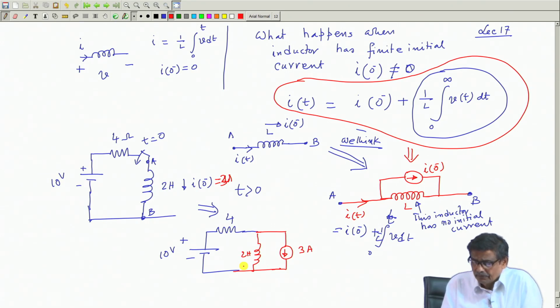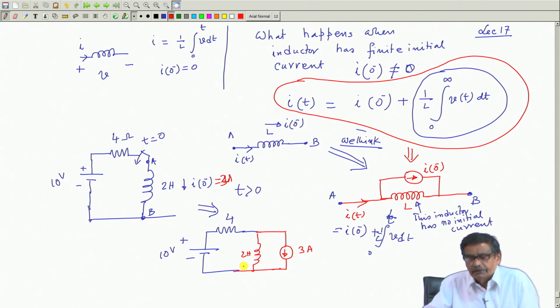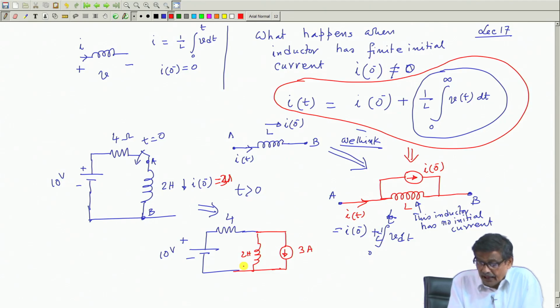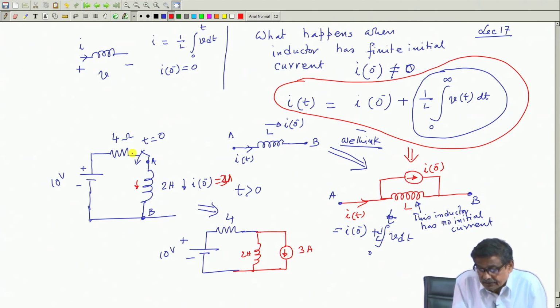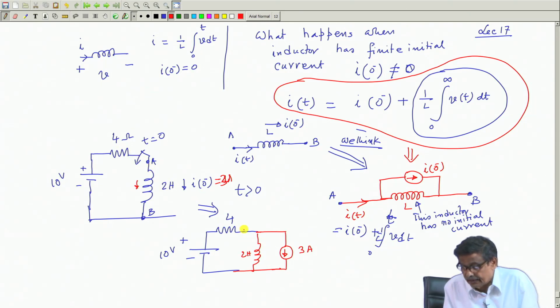So, this example you try first, then I will solve it. But the only thing is, we are looking for current in this inductor. After you find current in this inductor 2 Henry, which has got no initial current, do not forget to add this plus 3, because in the actual circuit, this inductor current is this current in the 4 ohm resistance, and that current is here. You should be careful, that is all. Otherwise, you can apply the superposition theorem as well. Is it not very interesting?